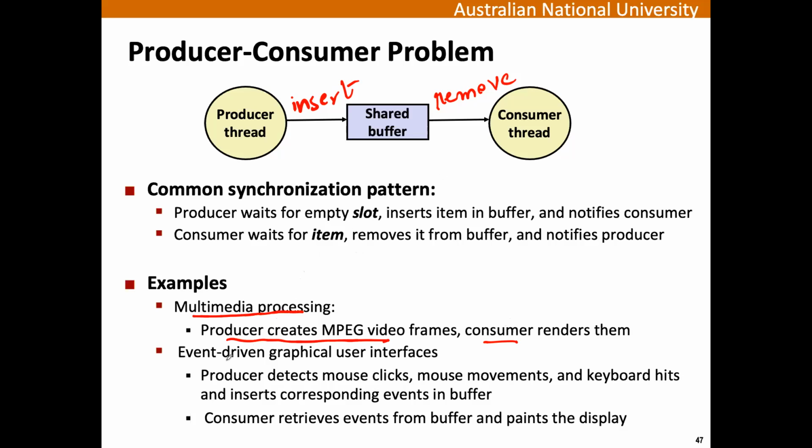Another example is event-driven graphical user interfaces, where the producer detects mouse clicks and other movements from IO devices and inserts them in a buffer, and someone removes those events and does something on the graphical output or whatever. It retrieves events from the buffer and paints the display.